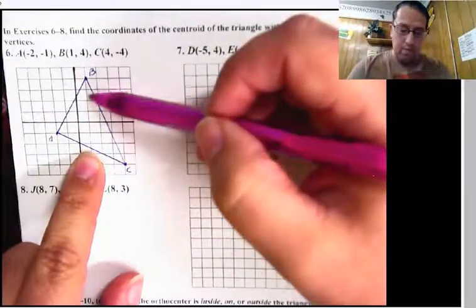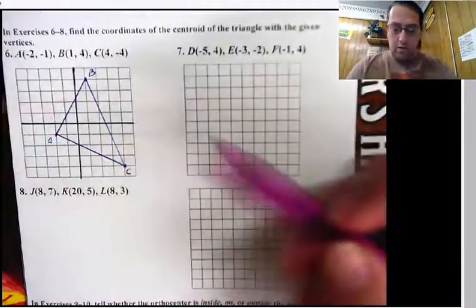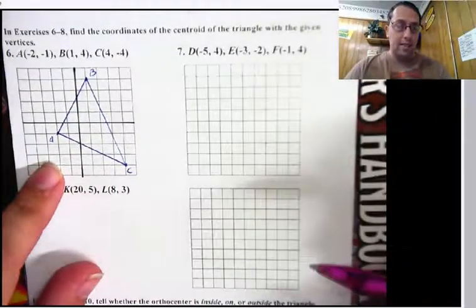B, coming from B, that might be. We'll have to check that one. That might work. This one is going to come up here. That's definitely not vertical or horizontal. So what we're going to do, we need to find the midpoint between A and C.